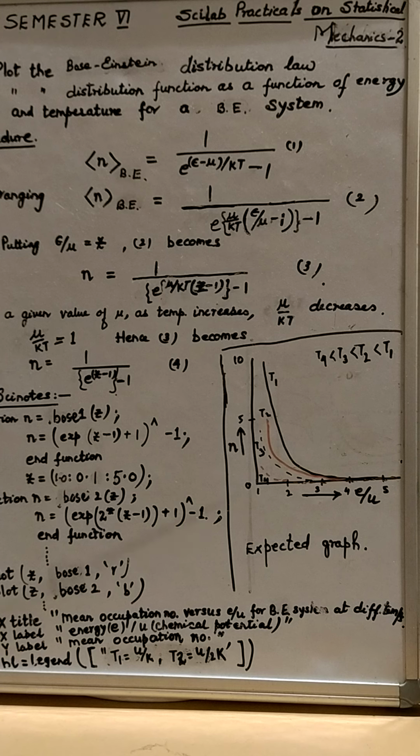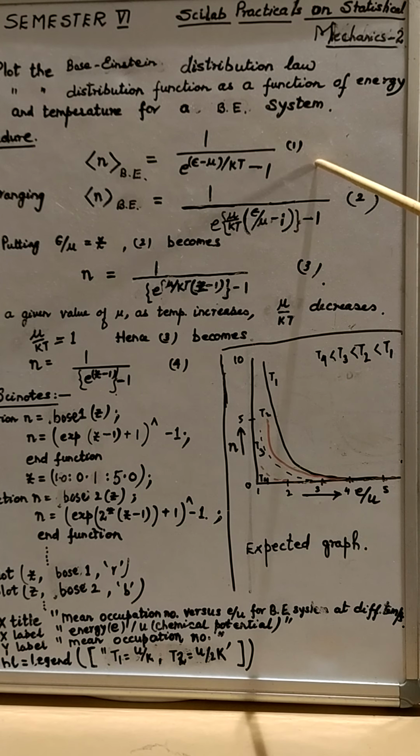Now as you can see, I have drawn 4 lines over here for 4 temperatures, where T1 is the highest temperature and T4 is the smallest temperature. But one thing common among them is that as E becomes equal to U, that means epsilon becomes equal to mu, the graphs have a tendency to go to infinity. All the 4 curves have a tendency to go to infinity. That means this expression must be blowing up when E is equal to U.